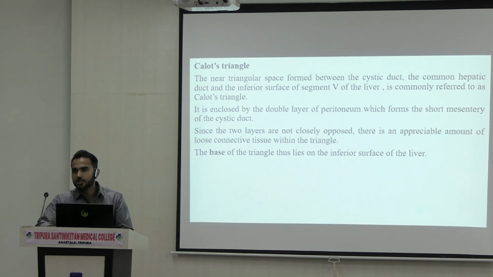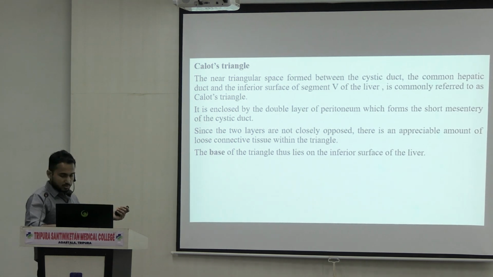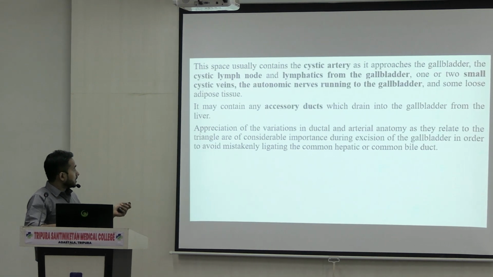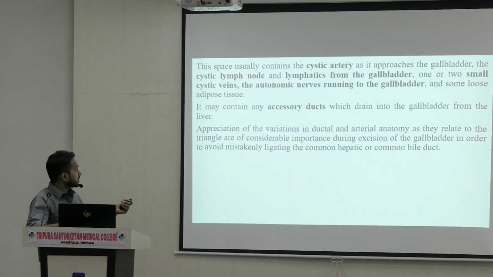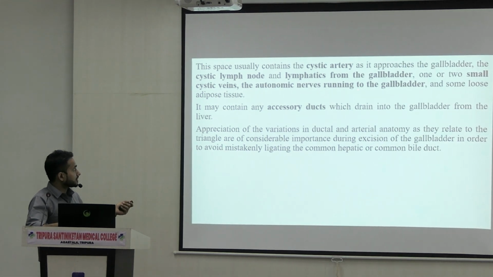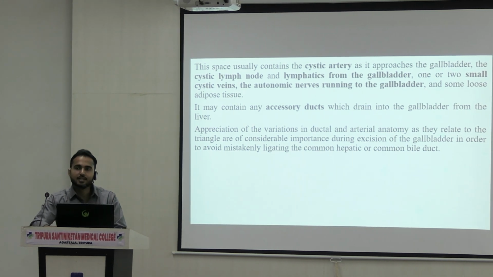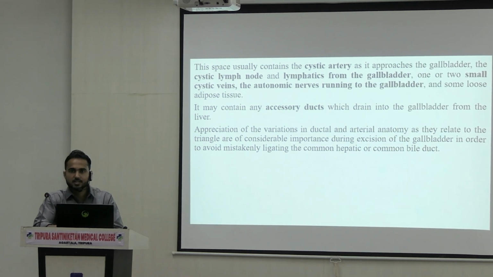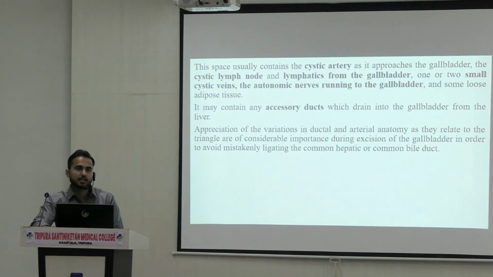Now inside Calot's triangle, some important structures are present. What are those structures? Cystic artery is there, cystic lymph node, lymphatics from the gallbladder, small cystic vein, and autonomic nerves running to the gallbladder. These are some important structures present inside Calot's triangle. The most important structure is the cystic artery.